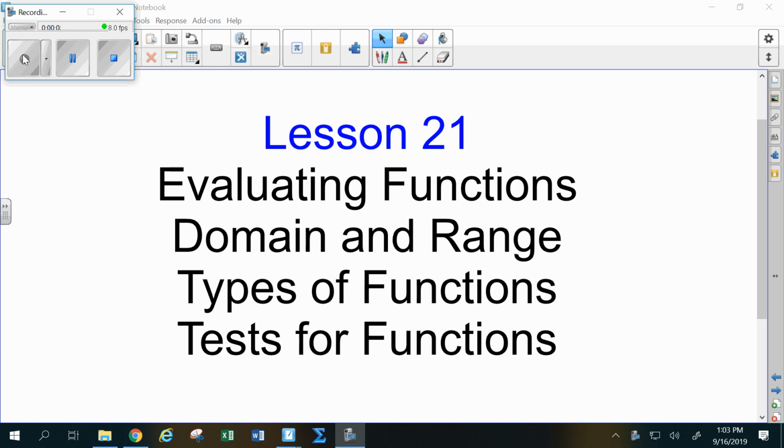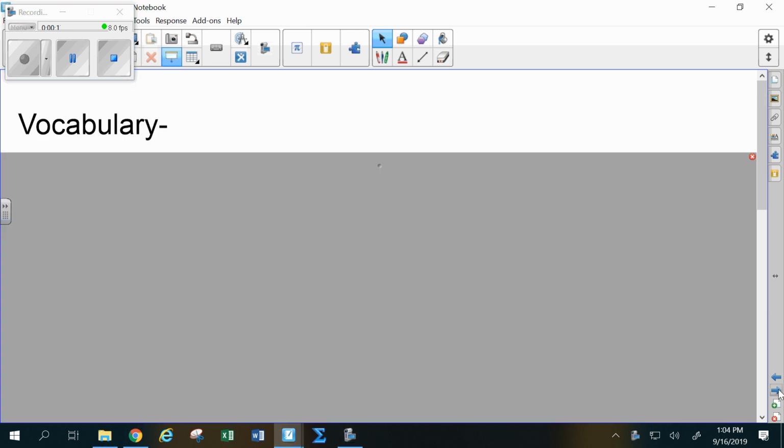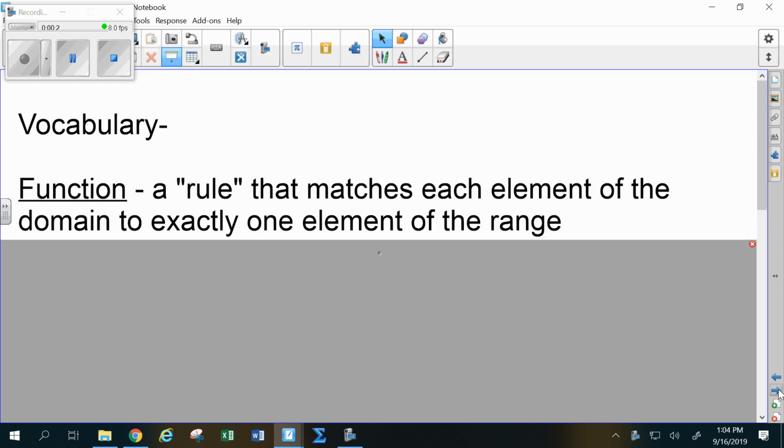So lots of different things about functions today: the definition, what we are talking about when something is a function, how we test for that, and what we are talking about with domain and range of functions. So the best place to start is with some of the vocabulary.